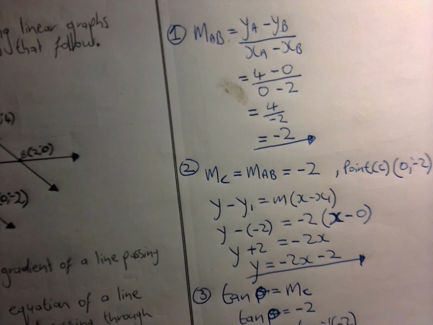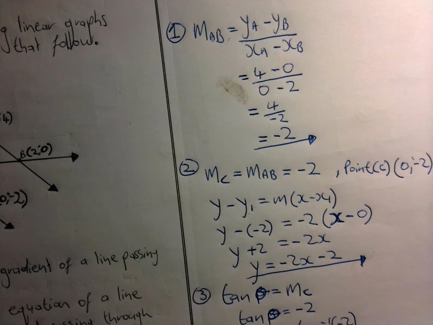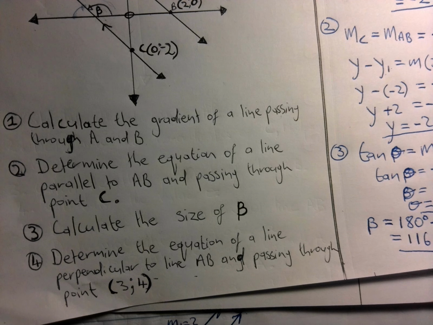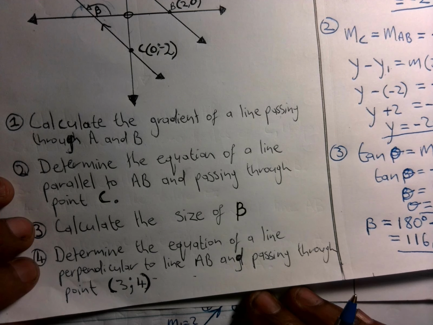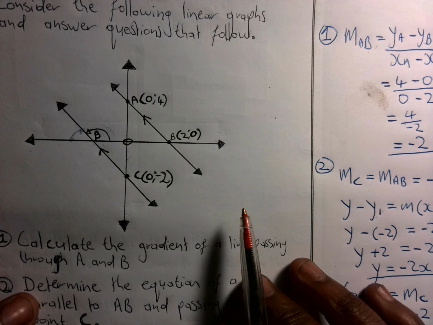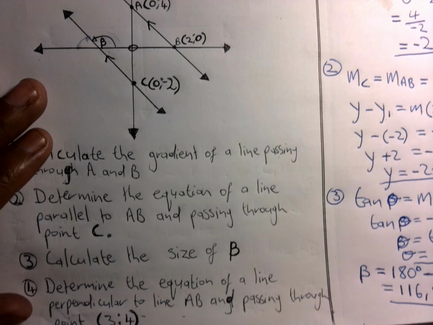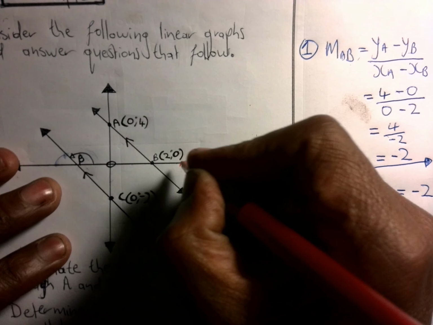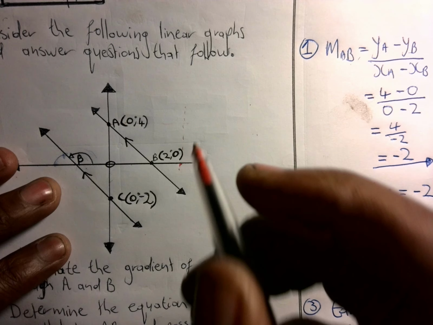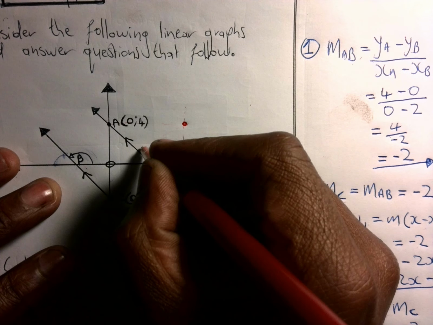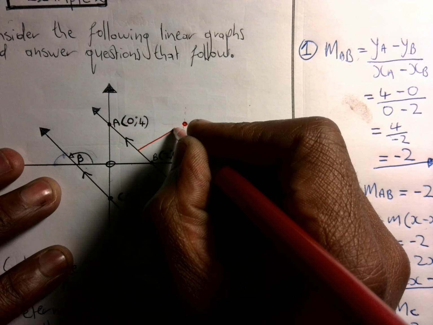Now we have another question. Another question that will be: determine the equation of a line perpendicular to line AB and passing through point (3, 4). Now, that line that is perpendicular to AB is passing through the point (3, 4). So it means if you've got 2 here, you're going to have 3 somewhere there, and 4 is here. So we're having a line perpendicular to AB passing through this. So it means that line will be passing like this. This is the line that we will be having.